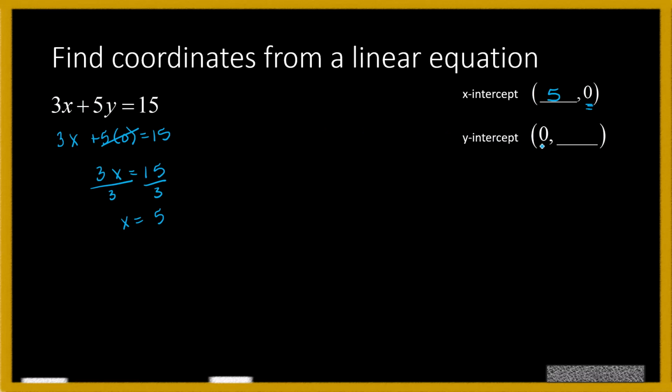Now, the y-intercept. Remembering that a y-intercept always has an x value of 0 in its coordinate, you can plug 0 in for the x value in the same equation. 3 times 0 is 0, and I'm left with 5y = 15. Divide by 5, and y is equal to 3. So it crosses the y-axis at 3, and the intercept coordinate is (0, 3).